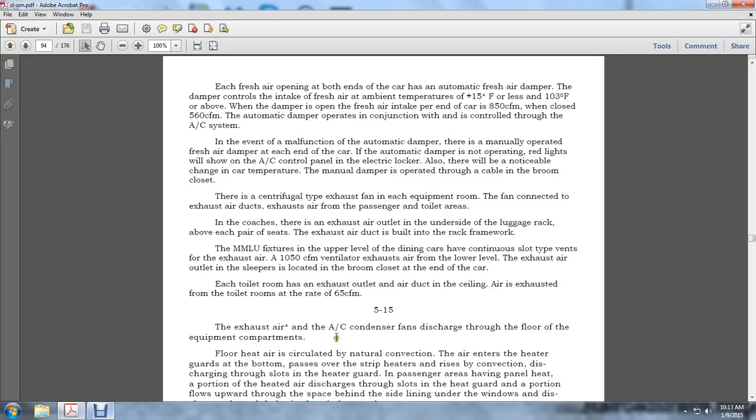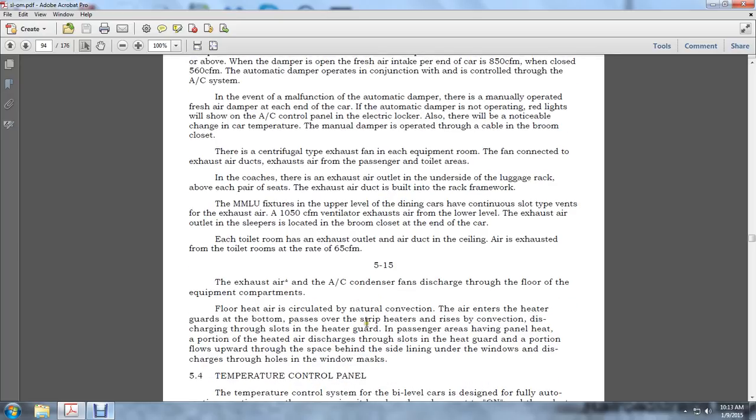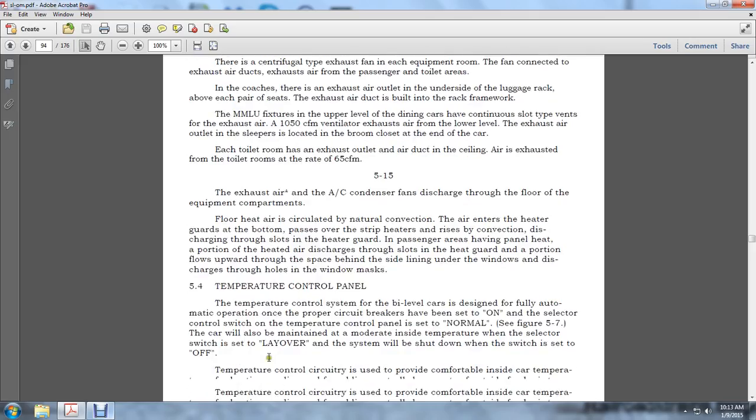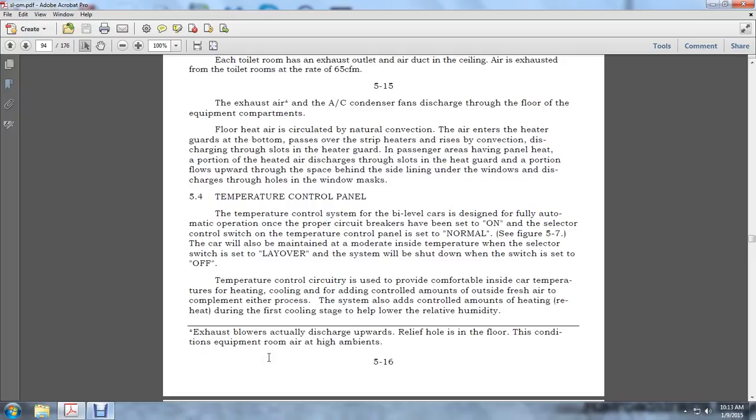The floor heater, the circulated neutral convection. The air enters the vent heater at the bottom of the press over the strip heater to the rise of the convection and the changing through the slots of the heater guard of the passenger seat air is having the panel heat portion of the heated air discharged through the slot of the heat guard of the portion flows upward of the space behind the side linings of the windows discharged for the holes of the window masking.